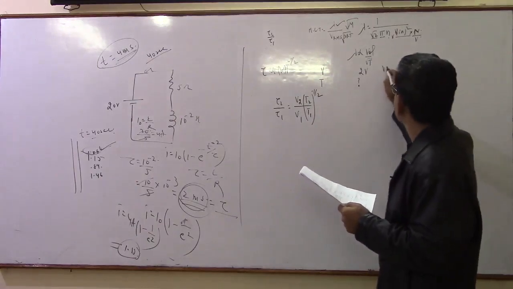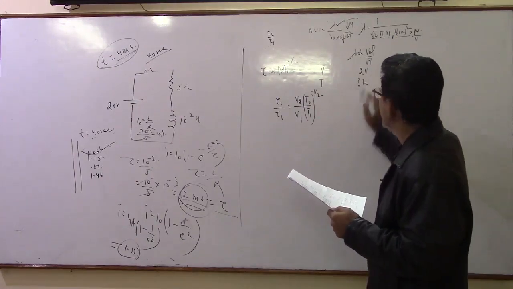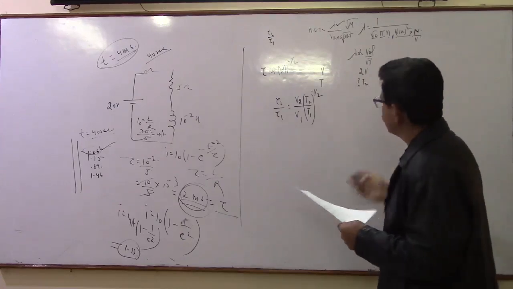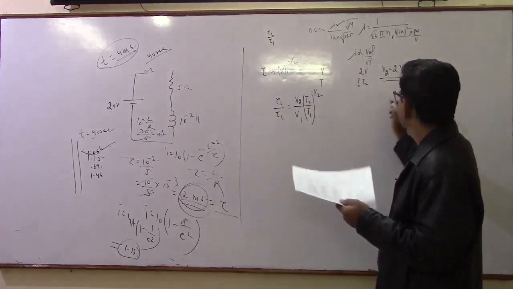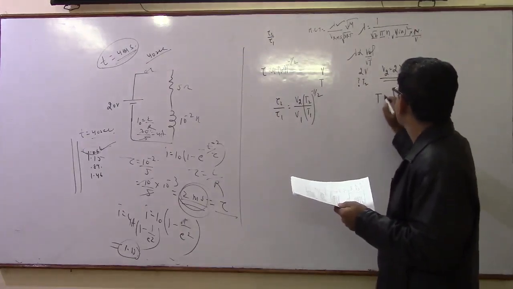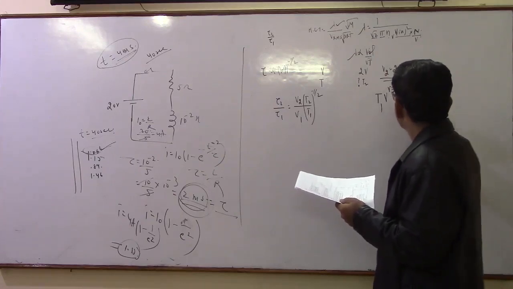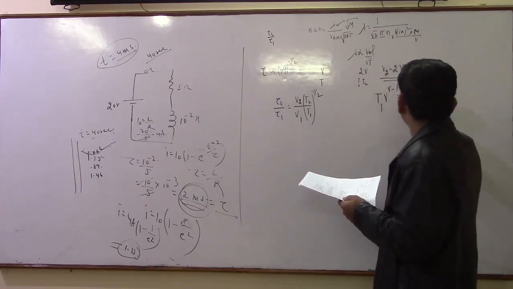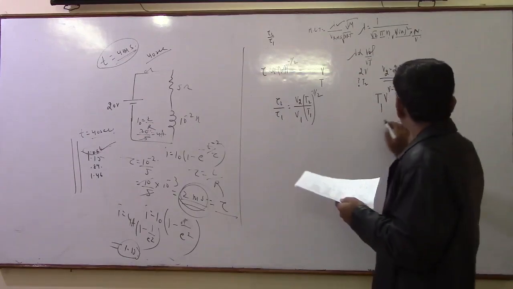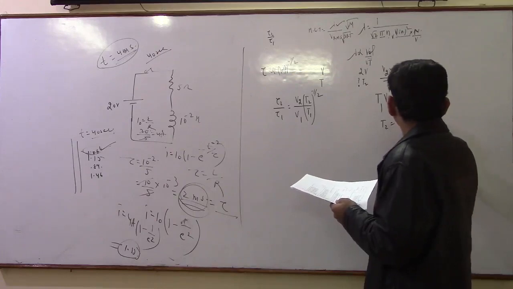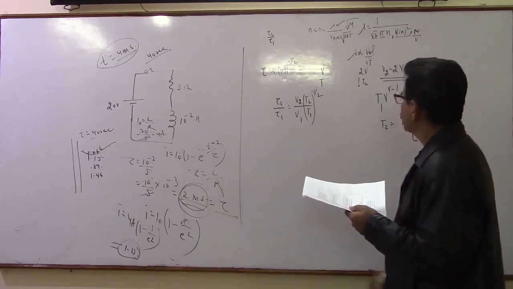There is no dispute about V2. V2 is equal to 2 times V. But T2 I need to find out. They have given me the process: adiabatic process. So if I start from here, we know TV^(gamma minus 1) is constant. So TV^(gamma minus 1) will be equal to T2 into (2V)^(gamma minus 1). So this T2 is equal to T1 times (1 by 2) to the power gamma minus 1.